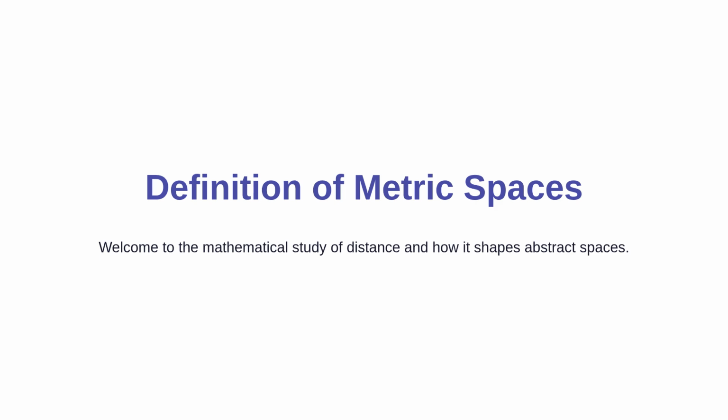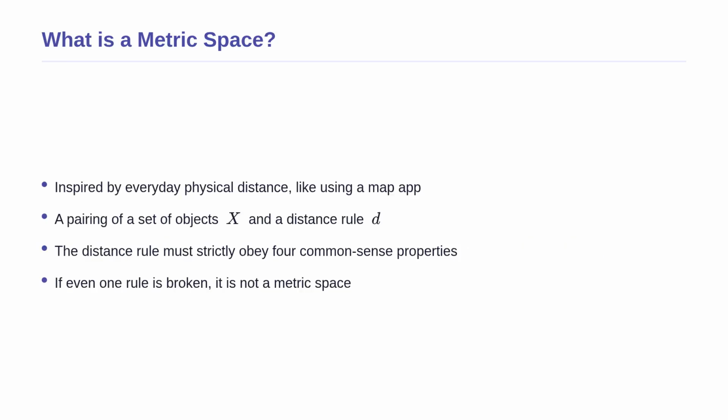fundamental to advanced mathematics. To understand metric spaces, imagine using a map application on your phone to find the distance between your house and a coffee shop. In the physical world, distance behaves in very predictable ways. A metric space is simply a mathematical pairing of two things: a collection of objects, usually called a set, and a specific rule for measuring the distance between any two objects in that collection, called a metric.